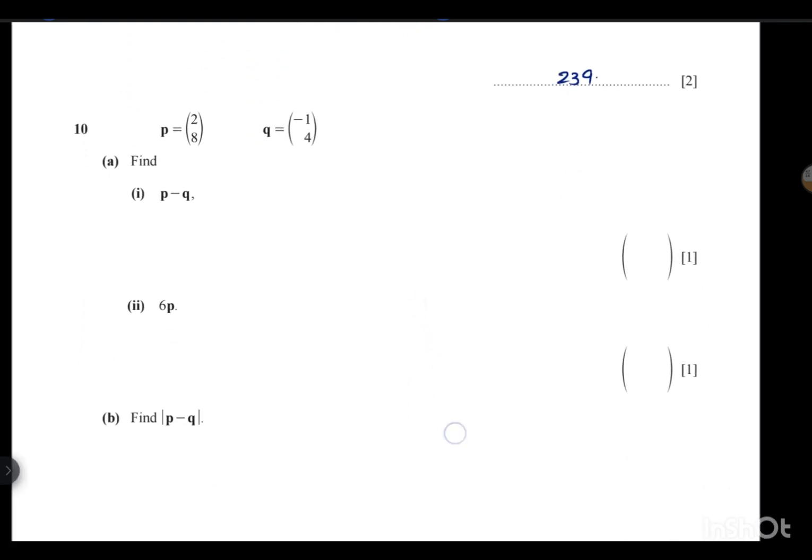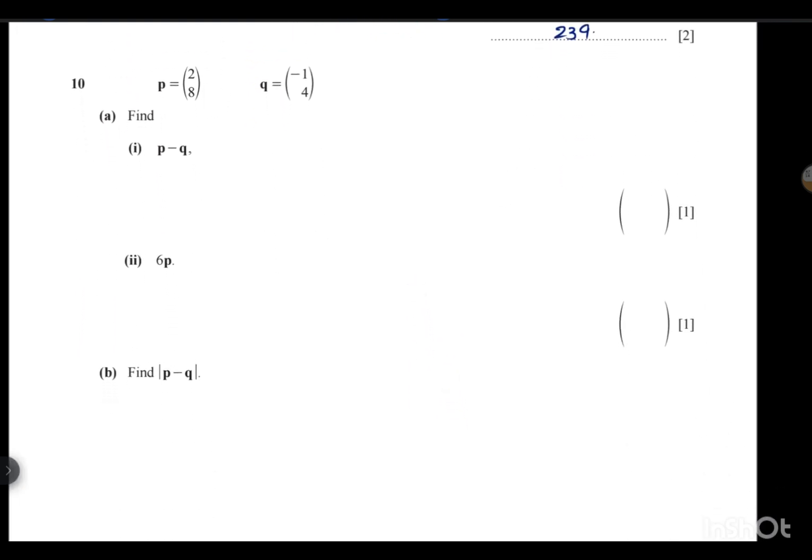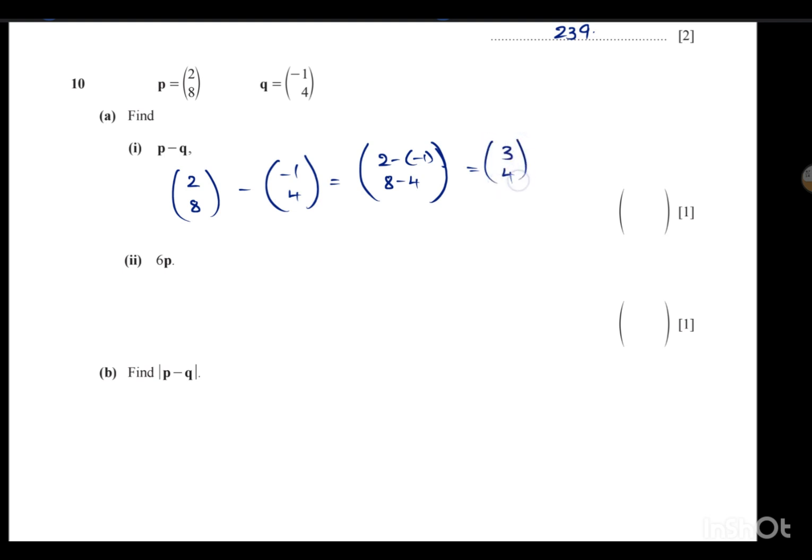Question number 10. Vector P is (2, 8), vector Q is (-1, 4). Question A, find P minus Q. So find out P minus Q. P is (2, 8) minus (-1, 4), that will be equal to 2 minus of minus 1 and 8 minus 4. This will be 2 plus 1, minus of minus is plus. So 3, 8 minus 4 is 4. (3, 4) is the answer.